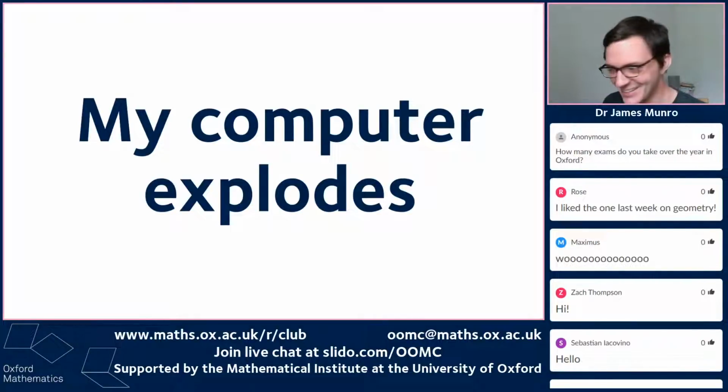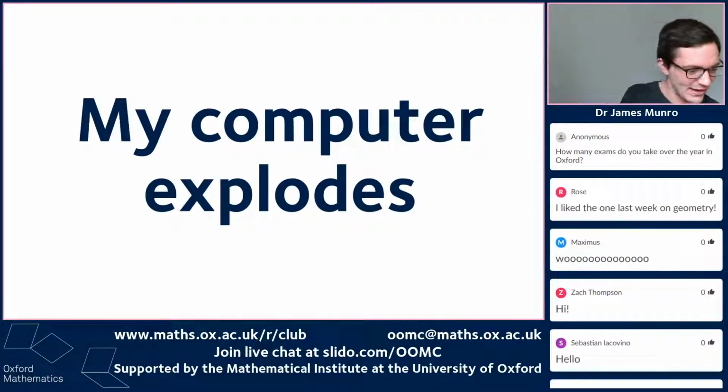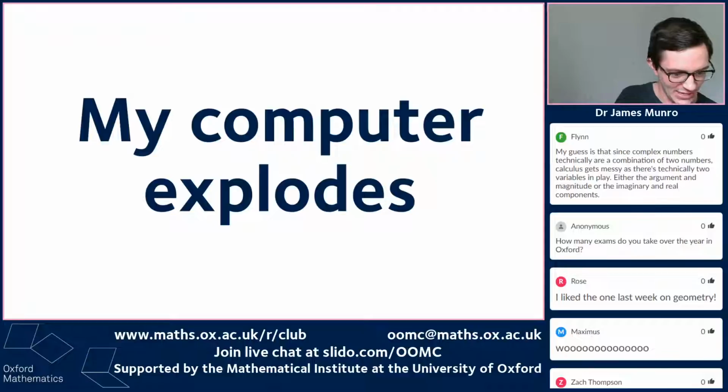I've done some coding, and I'd like to show you what I've built. Okay, Flynn's got a guess. Complex numbers technically are the combination. The calculus is going to get messy because there's a couple of variables. Yeah, complex numbers are brilliant like that.